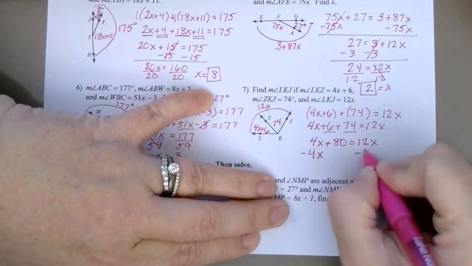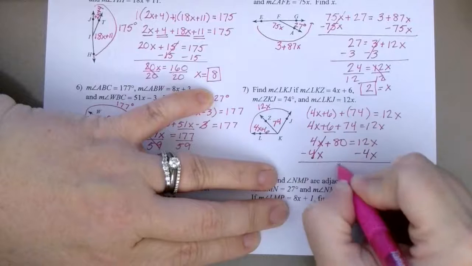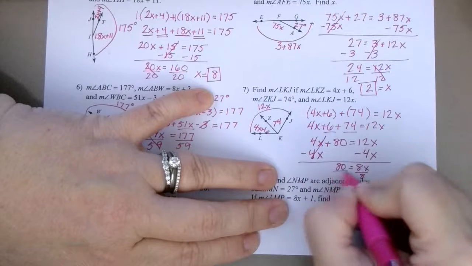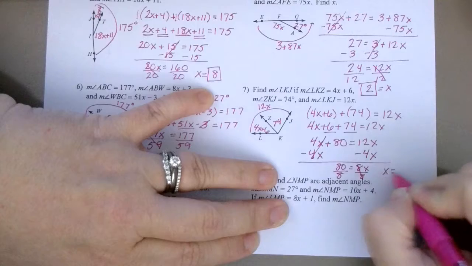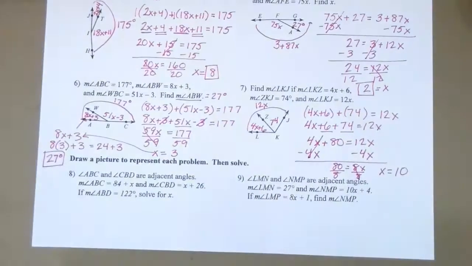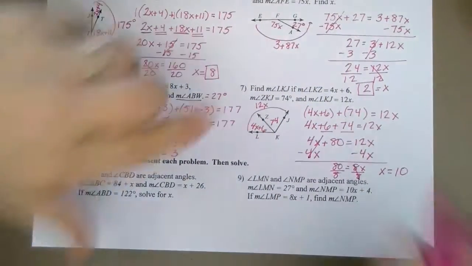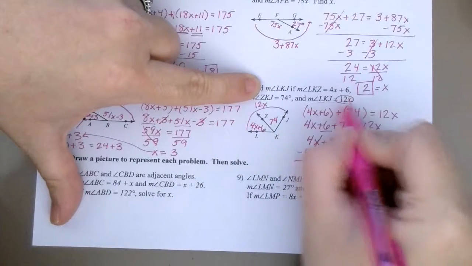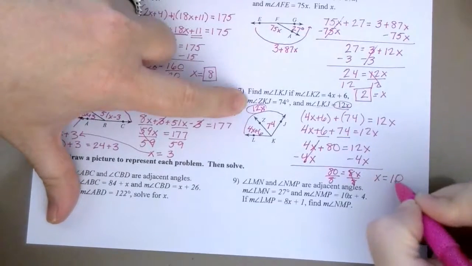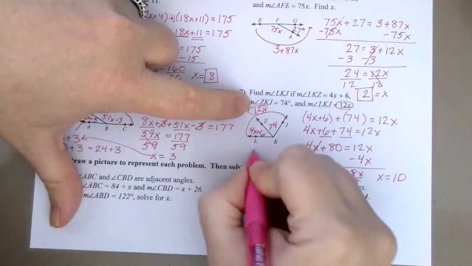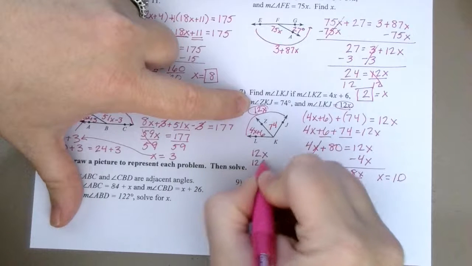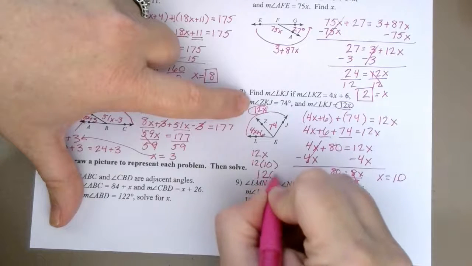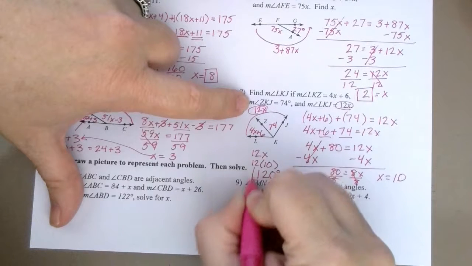Subtract 4x. So 80 equals, divide by 8. X equals 10. Now, I need to find the measure of angle LKJ. Well, LKJ they told me was 12x, so I need to plug in 10 into that. So 12x, if I plug in 10, gives me what? 12 times 10, which is 120 what? Degrees.